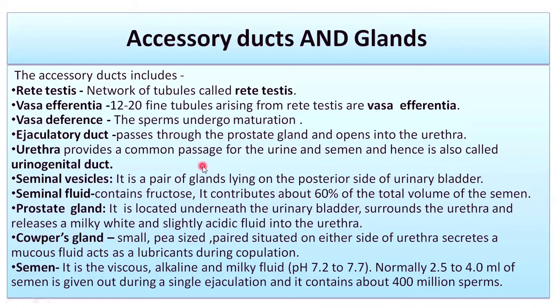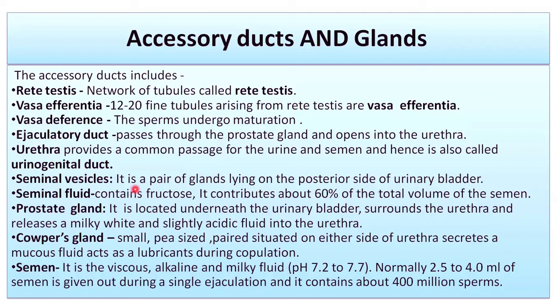Now again, what is the function of the urethra? The urethra provides a common passage for the urine, you know that, and the semen also. What is semen? I will explain later. Hence it is known as the urinogenital duct also. Now the next important point is the glands. The glands include the seminal vesicle, prostate gland and bulbourethral gland, and then we have to see the semen.